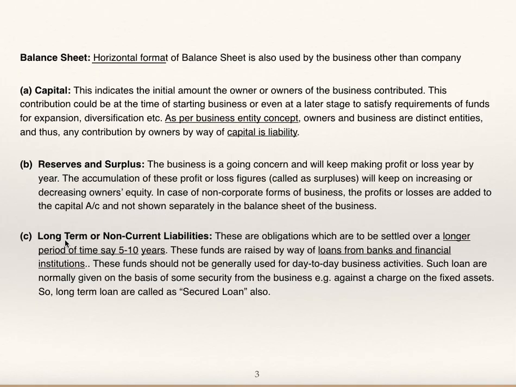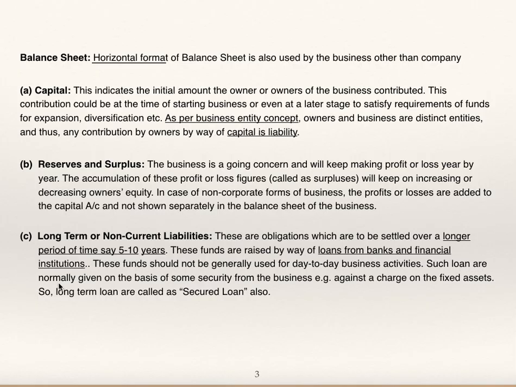Third, on the liabilities side is long-term or non-current liabilities. These are obligations which are to be settled over a longer period of time, say 5 to 10 years. These funds are raised by way of loans from banks and financial institutions. These funds should not be generally used for day-to-day business activities.